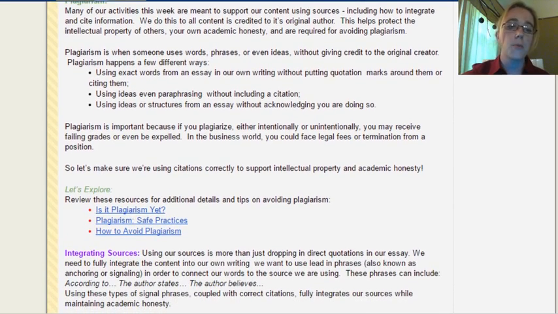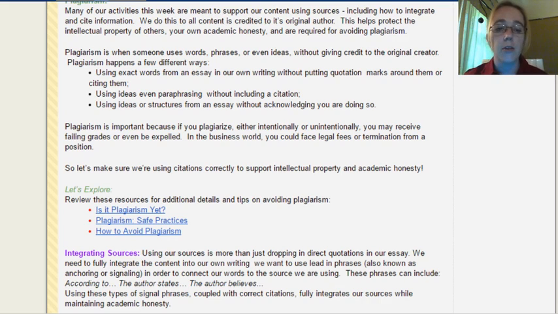Now, we want to talk about plagiarism just a little bit. Plagiarism can happen intentionally or accidentally in academic writing. And much of our activities this week will be used to support integrating our sources and citing them to prevent plagiarism. Okay. Essentially, plagiarism can happen three ways.